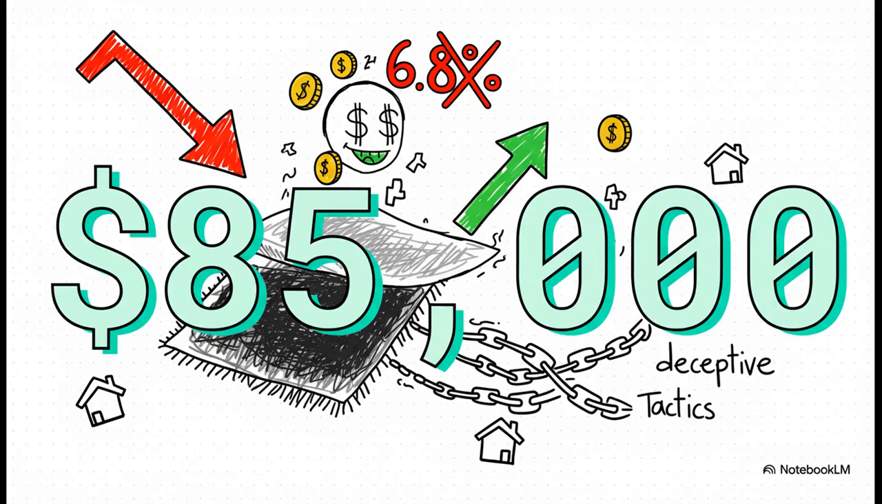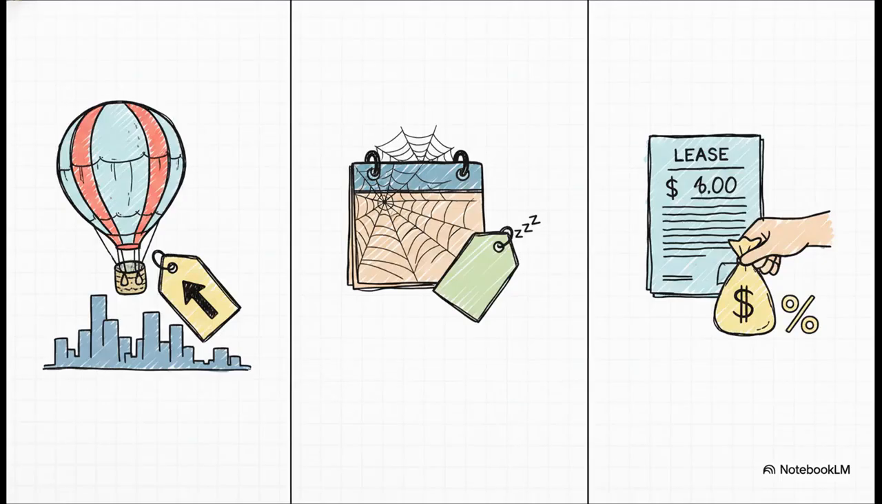Take this real-world example. A property's budgeted loss to lease suddenly got worse by over $85,000 in a single year. And this was while the property manager was bragging about 6.8% rent growth. So how on earth does that happen? Well, it happens through some specific, pretty deceptive tactics. Here are the top 3 tricks people use.